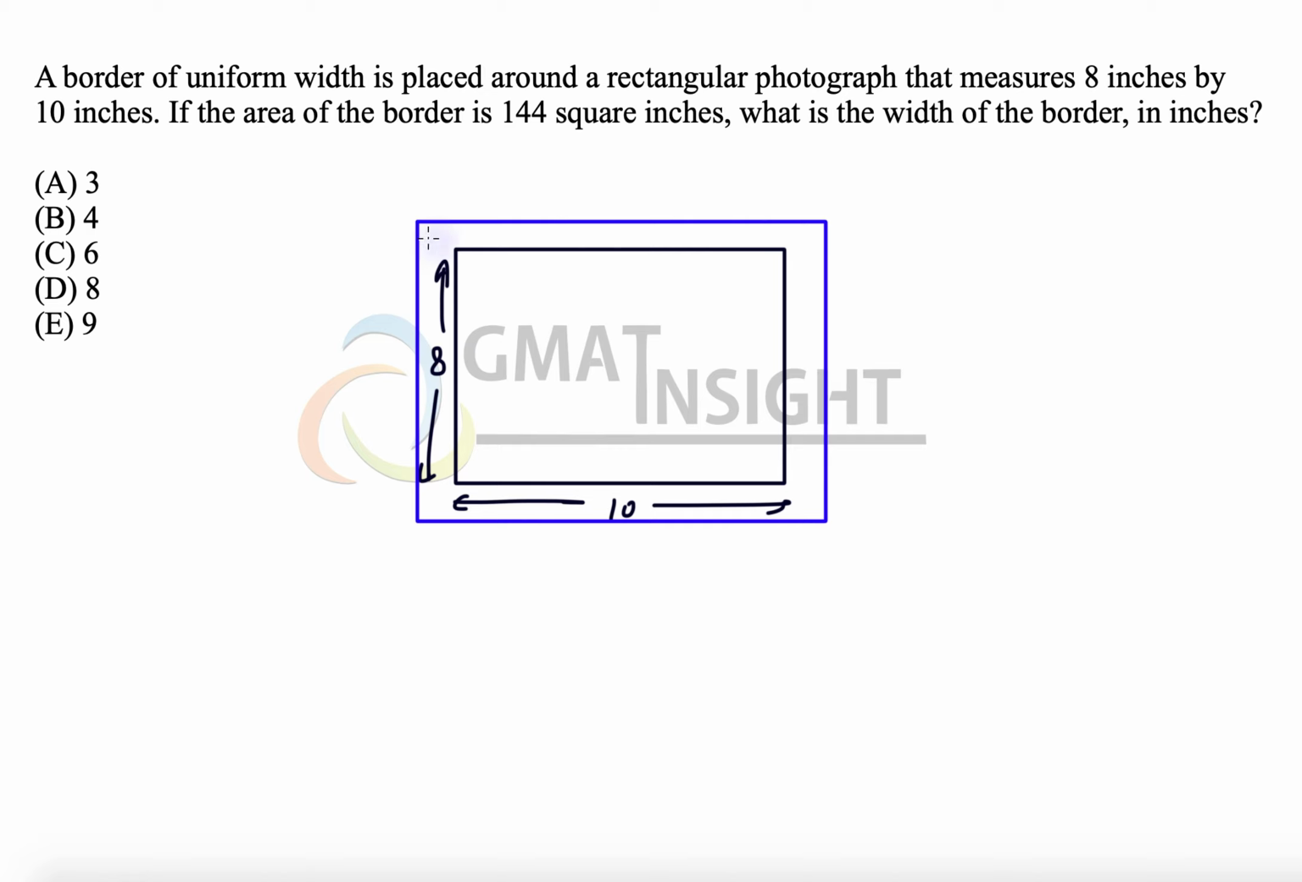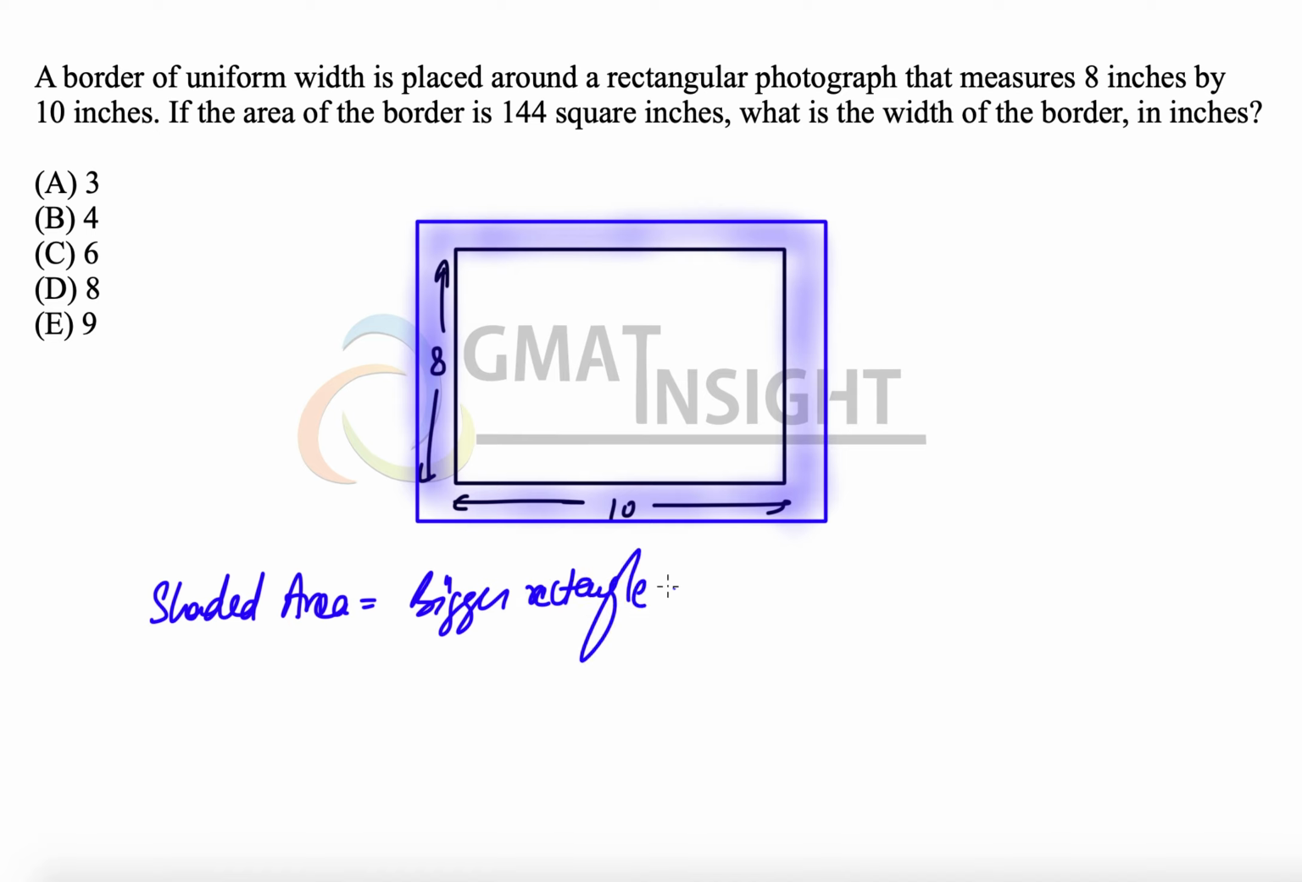So let's quickly understand that the area of the border is basically this entire part, right? The one that I'm shading right here. This is the shaded region and this is the area of the border. Now the question is, how do we find out this shaded area? The calculation of the shaded area is quite simple, and that is shaded area is equal to bigger rectangle minus smaller rectangle. Right, now the good thing is that we have the dimensions of the smaller rectangle and we have the area of this border as well.